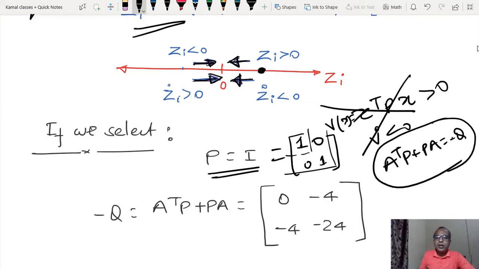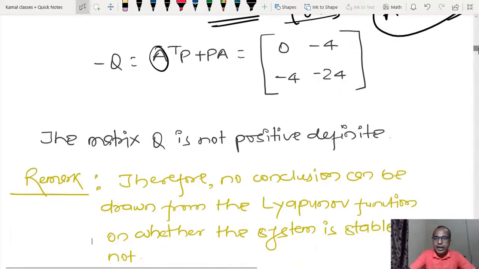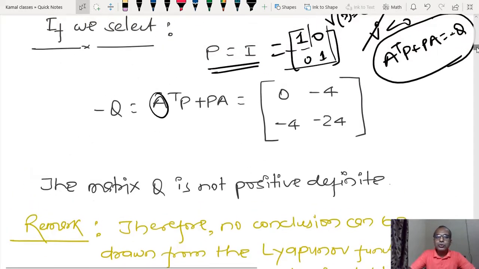Okay, now what I am going to do is substitute, since I know the system matrix A and the P I have chosen, that is very simple, an identity matrix. Okay, and after that I am going to substitute this. Now you can see that whatever minus Q I have received, that is 0, minus 4, 4 and minus 24.